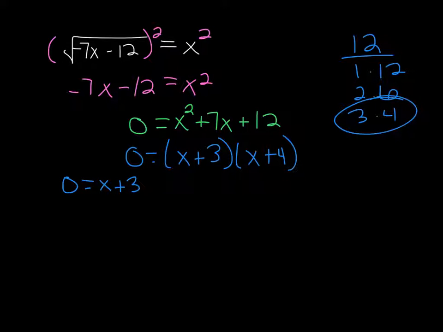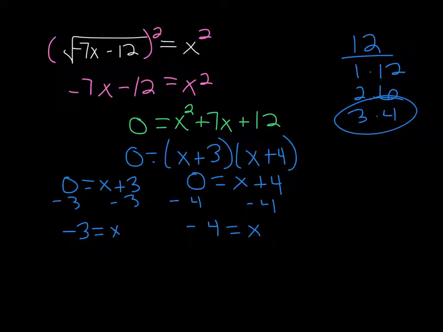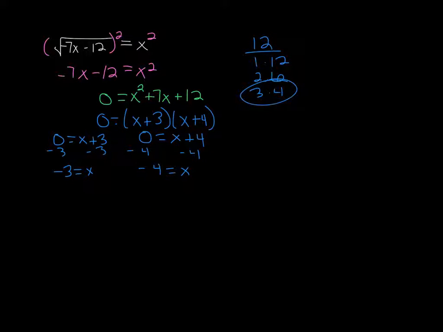So 0 equals x plus 3, 0 equals x plus 4. Subtract 3. So negative 3 equals x. Subtract 4. Negative 4 equals x. Now let's check our two answers to see if they work.